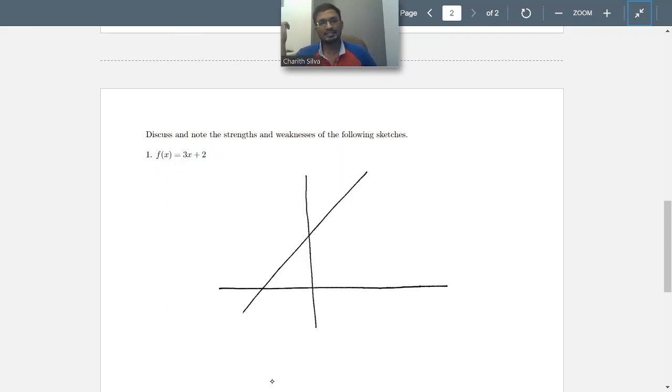And for the strengths, you can say that the graph they have drawn has a similar shape to the correct graph, right? Here you can see that we were required to draw the curve of f(x) equals 3x plus 2, and they have drawn a straight line that goes with the appropriate curve. But there are some more weaknesses for this sketch.